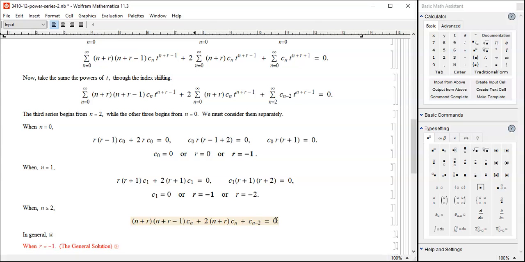Alright, now when n is greater than or equal to 2, then all three series will contribute, and you're going to get this recursion. As usual, I discarded t to the whatever power because that's the same anyway, so they're all going to cancel out. Let's consider all the coefficients only. So from here, I can solve for Cn.